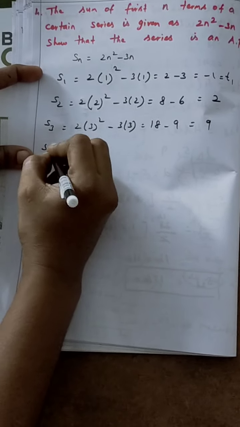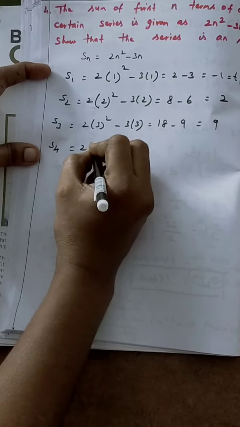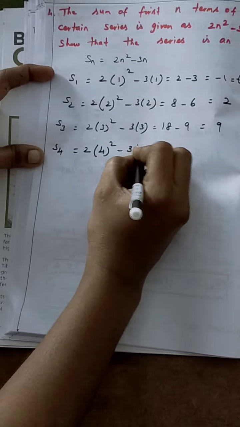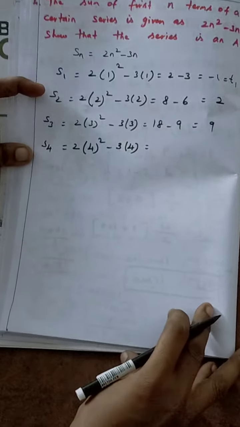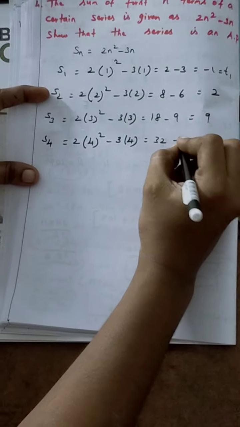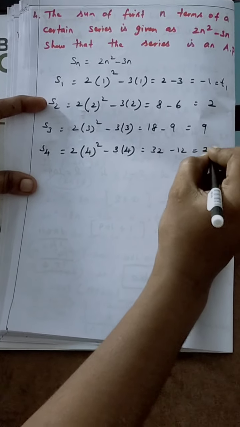Next value, one more value S4. 2 within bracket 4 square minus 3 into 4. So 4 4s are 16. 16 2s are 32. 32 minus 12 equal to, answer is 20.